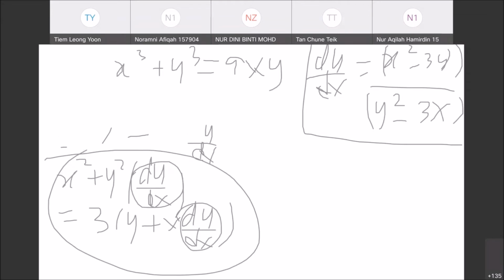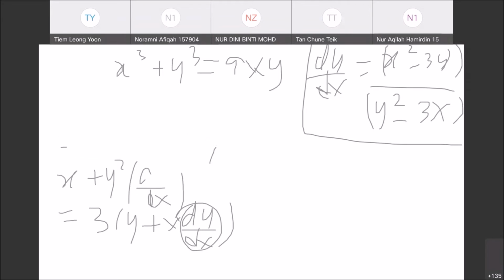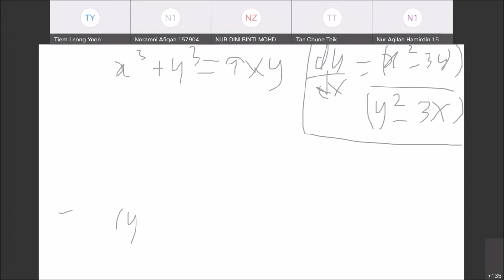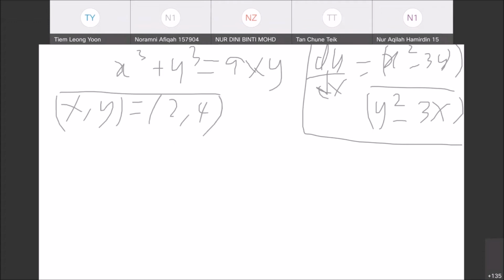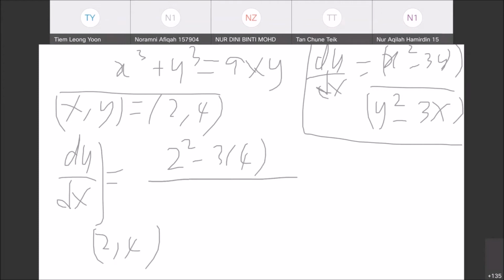The dy/dx is a complicated expression involving x squared, y, and y squared minus 3x. So that is my expression for dy/dx. Now I have a point where x and y equal 2, 4. At (2, 4), dy/dx is simply some number. I just substitute in (2, 4): 2 squared minus 3 times 4, divided by 4 squared minus 3 times 2.